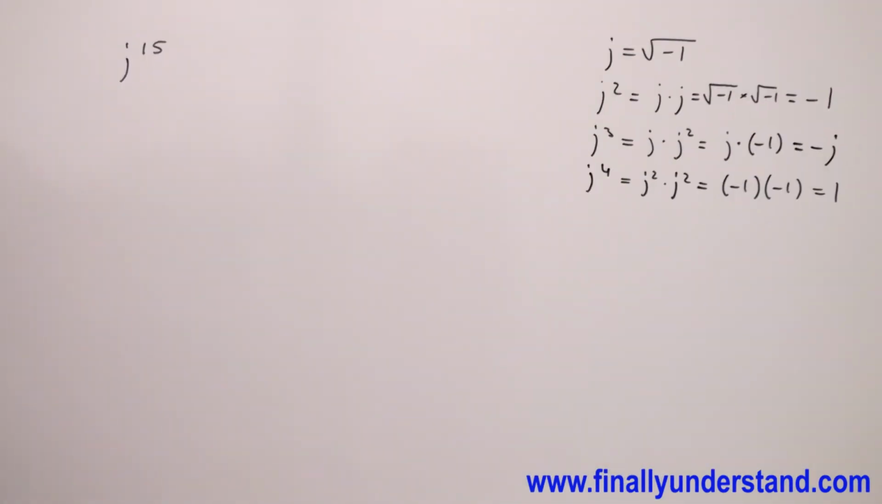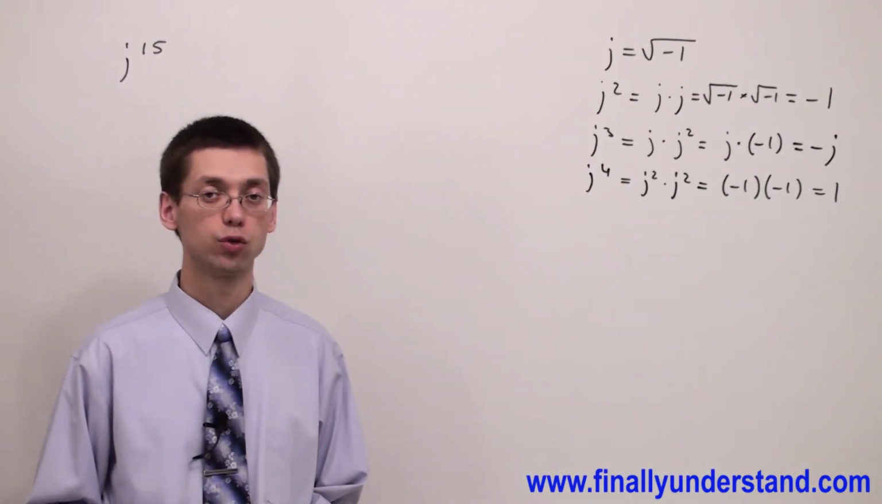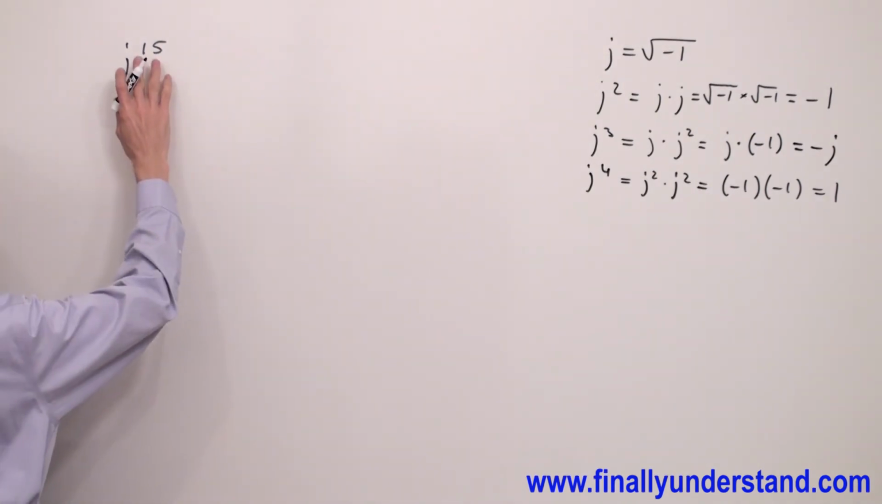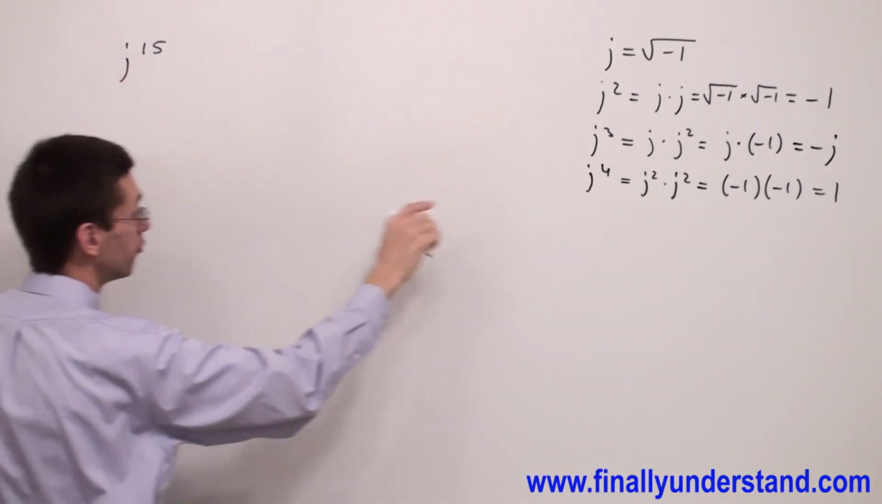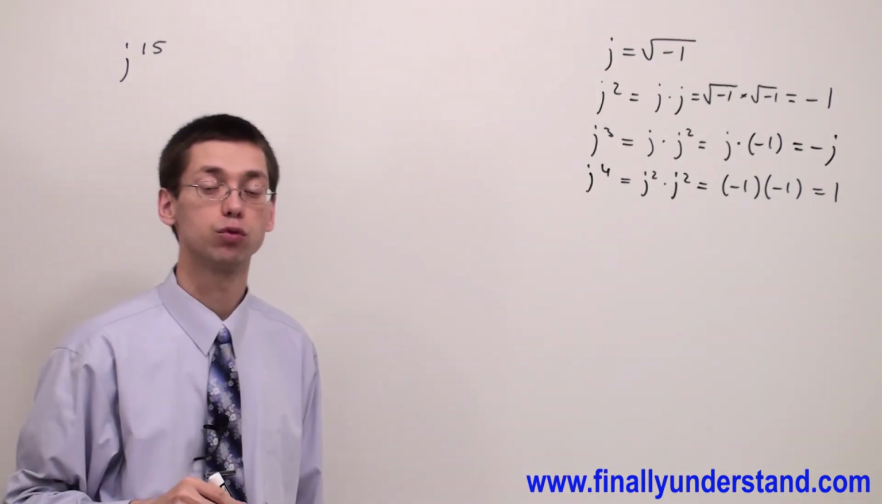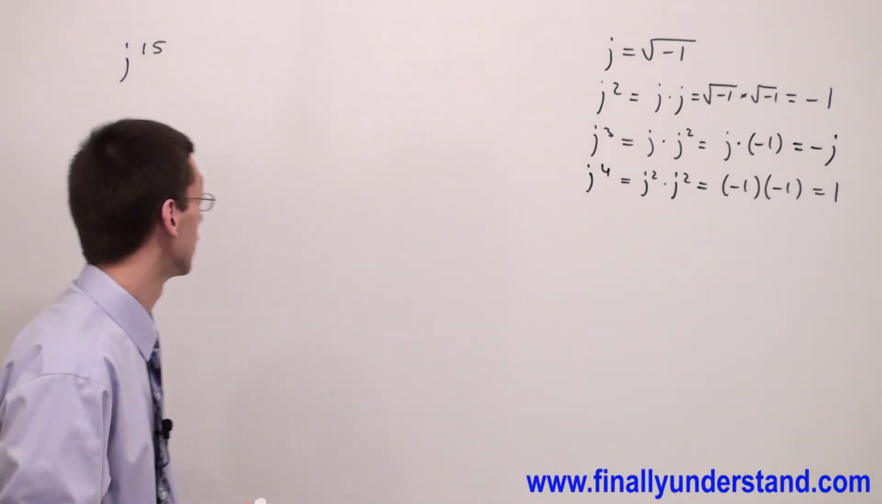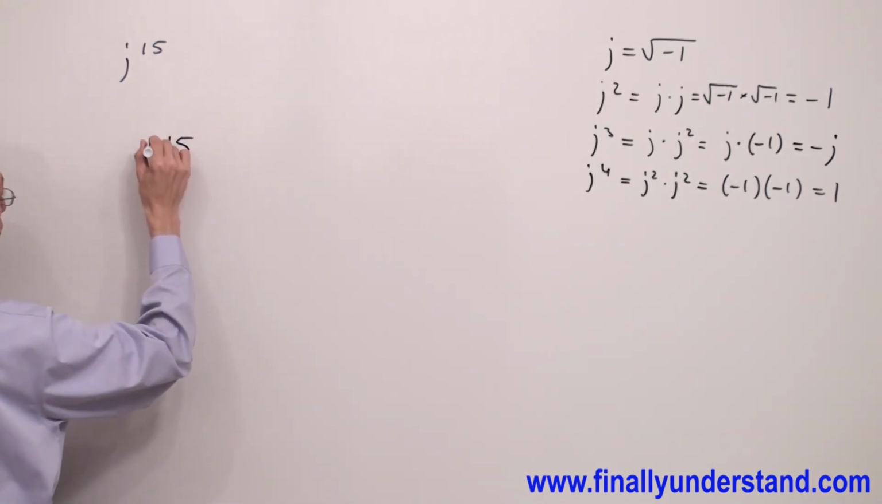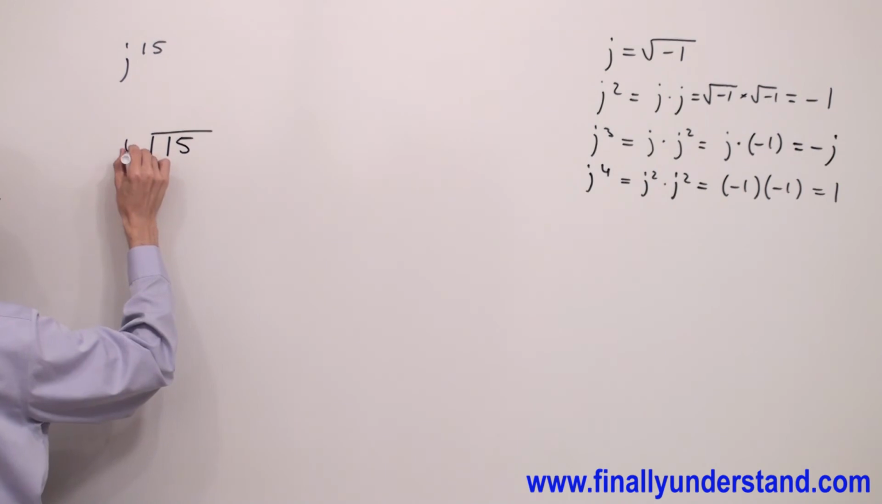We have another example on the board. j to the power 15. What we're supposed to do, please notice that 15 is greater than 4. Anytime we have an exponent greater than 4, we're supposed to perform the long division. So I have 15 divided by 4, always by 4.